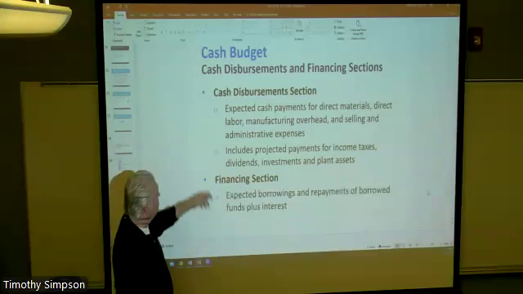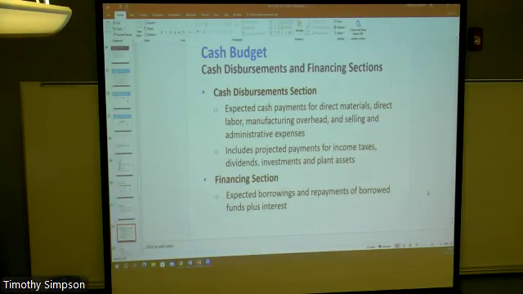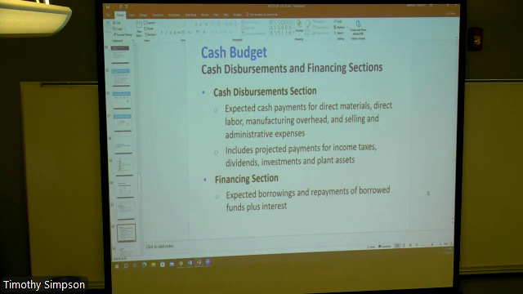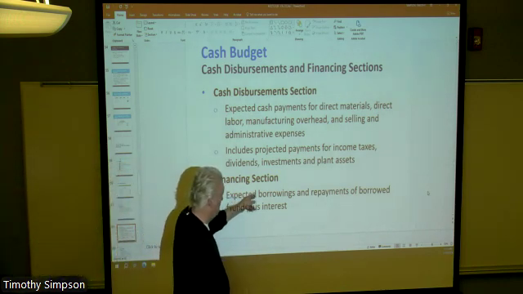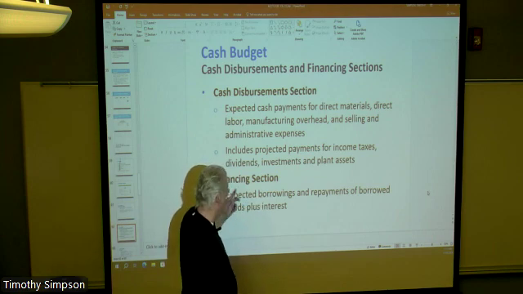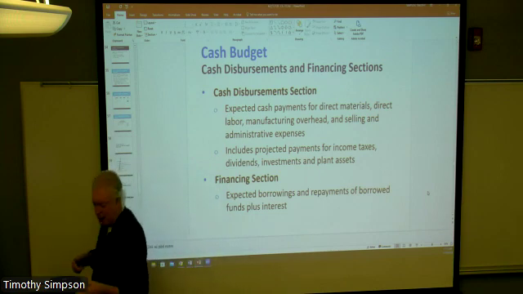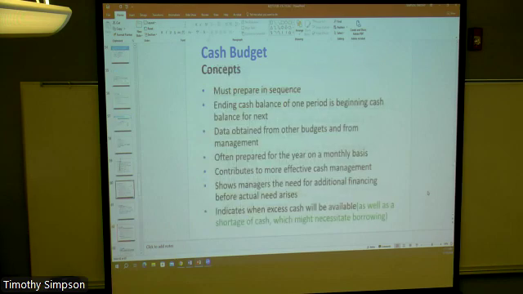uses of cash. If you don't like inflows and outflows, then look at it this way: sources of cash and uses of cash. Inflow, outflow, right? Okay. And then any kind of financing, which is any borrowings and repayment of the borrowed funds plus interest. And we're going to get to an example here in a second of where we borrow money and we have to pay it back. That's part of the deal, obviously. And we have to pay it back with interest.